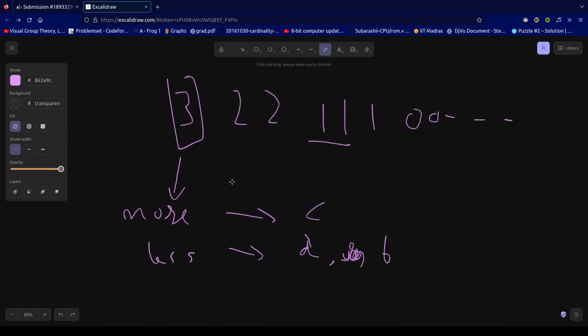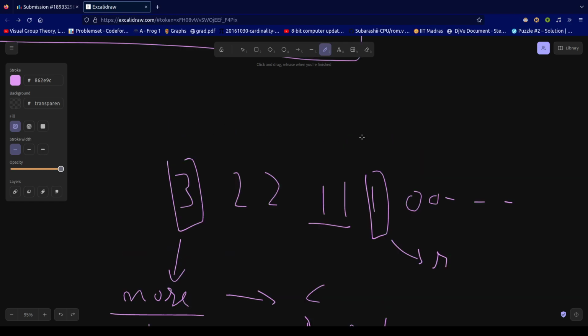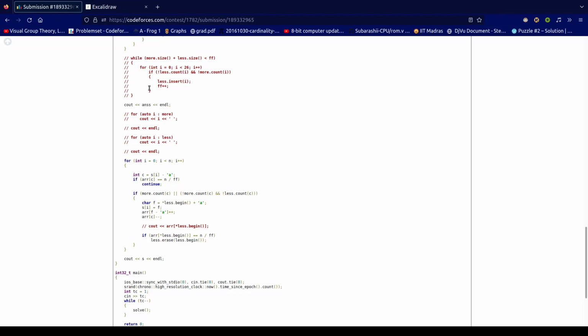Now, if a character neither belongs in more nor in less, that means it has to be this character that is actually R. And I do have to change this R. I definitely cannot keep this R. So whatever, it could either be a character in more or a character in less. I just have to change it to one of the characters which are in less. If a character is in more, I have to change it to a character in less. Or if a character is neither in more nor in less, even then I have to change it. So that's what this particular logic implements over here.